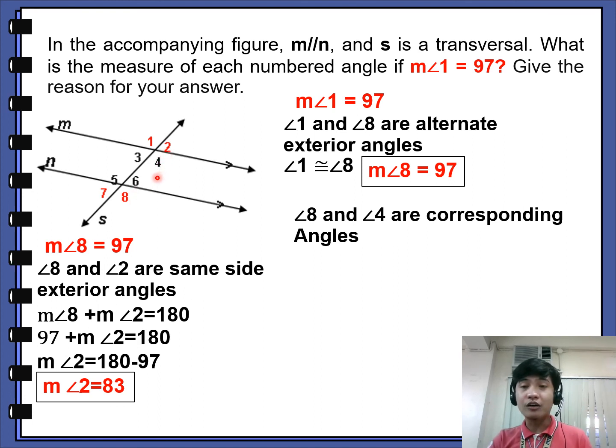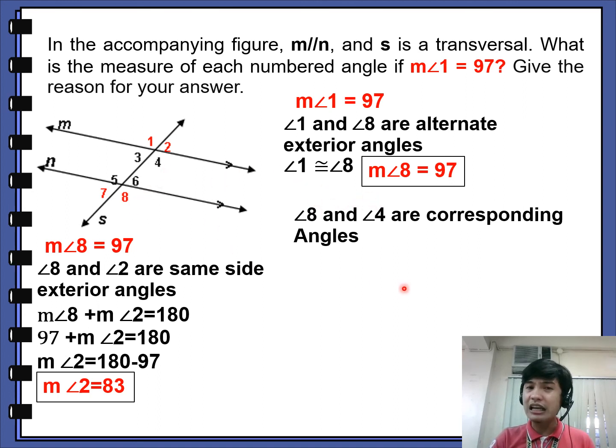Pag define ulit natin ng corresponding angles, ulitin natin, tatlong bagay ang kailangan tandaan pag sinasabi natin corresponding angles. Una, isang exterior, isang interior. Exterior si 8, interior si angle 4. Second thing na kailangan natin tandaan, yung exterior at interior na yon ay hindi po adjacent. Hindi po magkatabi. So si angle 8 and angle 4 ay hindi po nag-share ng common side or vertex. And third one, yung exterior at interior na yon ay nasa isang side lamang ng transversal. Si angle 8 at si angle 4 ay parehas na nasa right side.